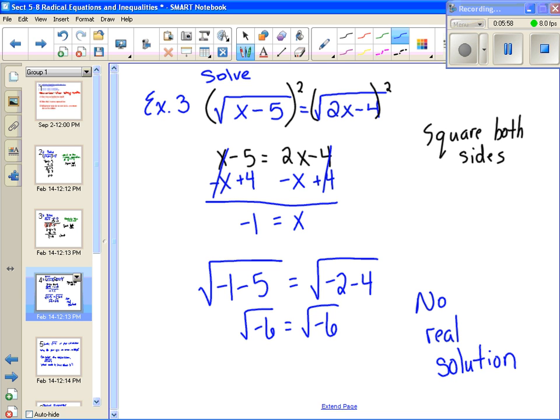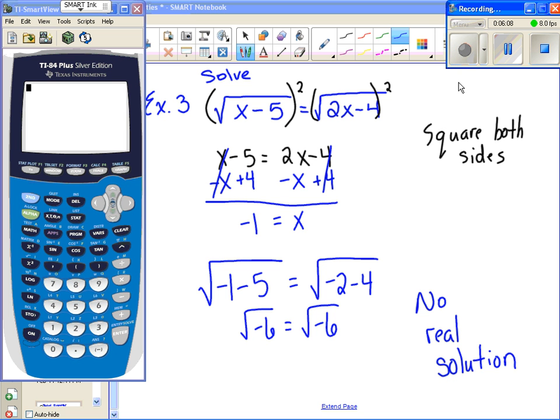If you are working out a problem and when you substitute it back in, it gives you the square root of a negative, then you will say no real solution. Which is why you should always check your answer, because if you hadn't checked your answer, you would have written down -1 and it would have been wrong. And you can double check that. If you do the square root of -6, you get an error, but look at what the error message says, non-real answer.